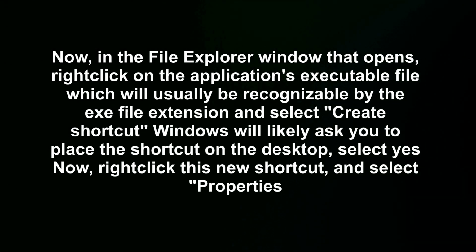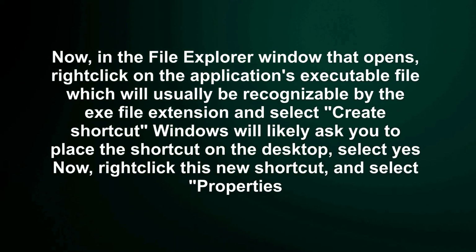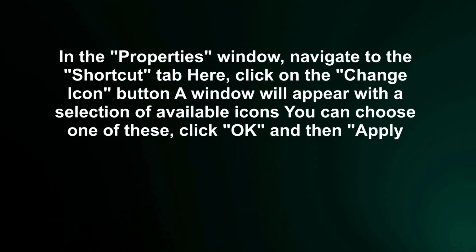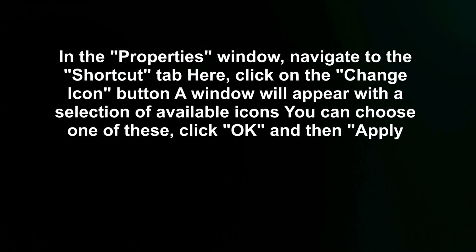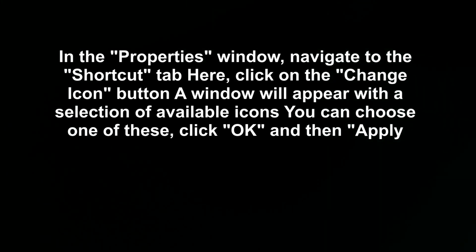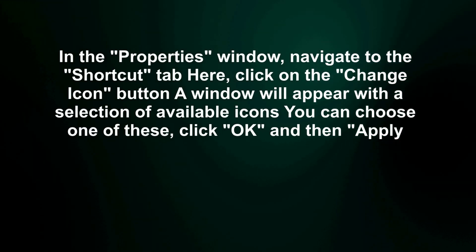Windows will likely ask you to place the shortcut on the desktop. Select Yes. Now, right-click this new shortcut and select Properties. In the Properties window, navigate to the Shortcut tab here. Click on the Change Icon button. A window will appear with a selection of available icons. You can choose one of these, click OK and then Apply.